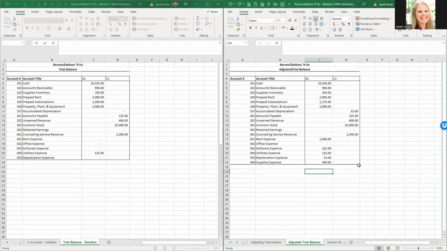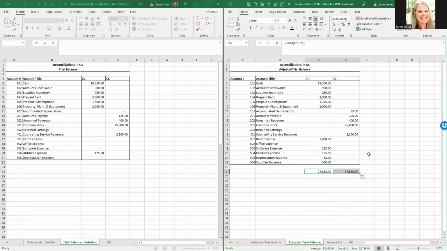One thing we know about our trial balance is it always has to balance. So I'm going to do a quick sum here, summing up everything in my debit column and everything in my credit column, and I see that those two match. That's very important. Our trial balances always need to balance.